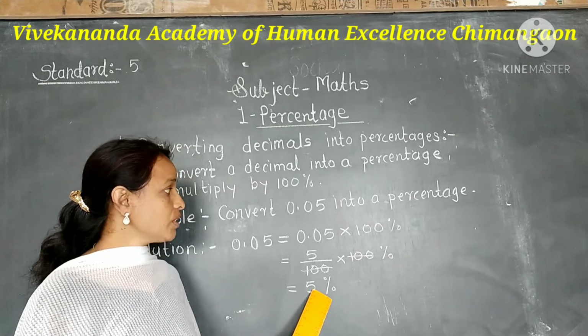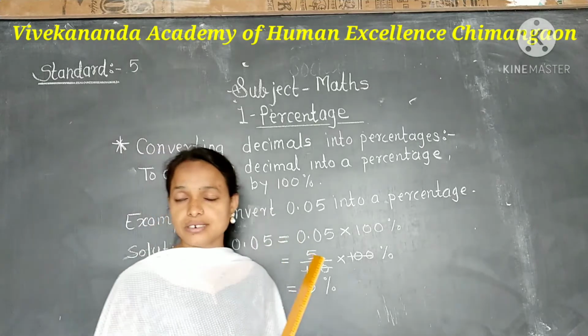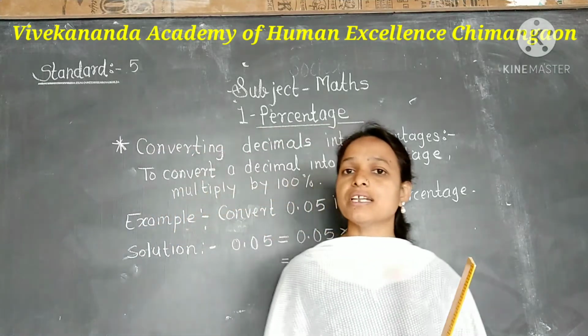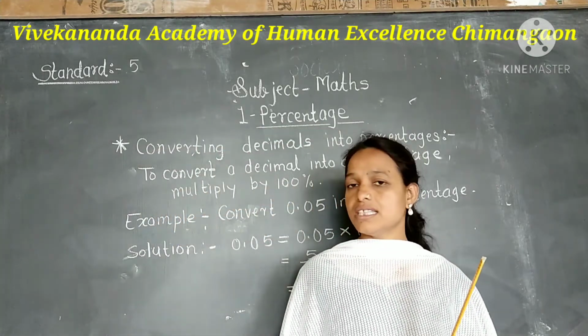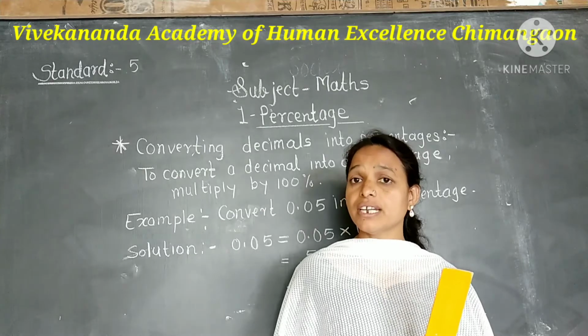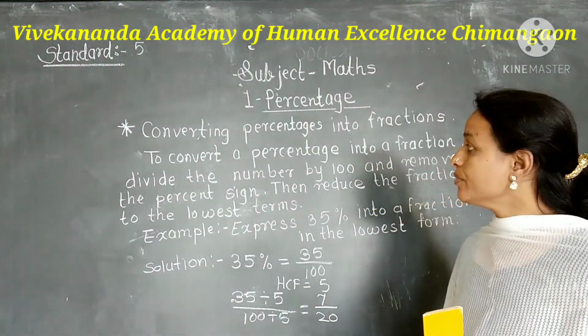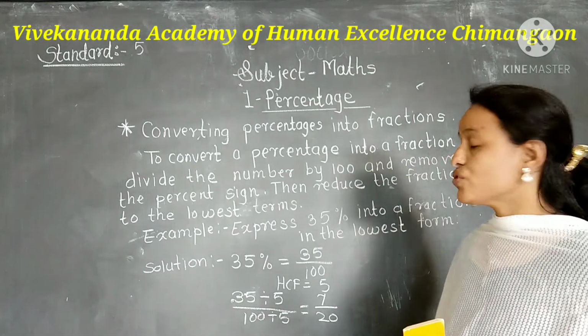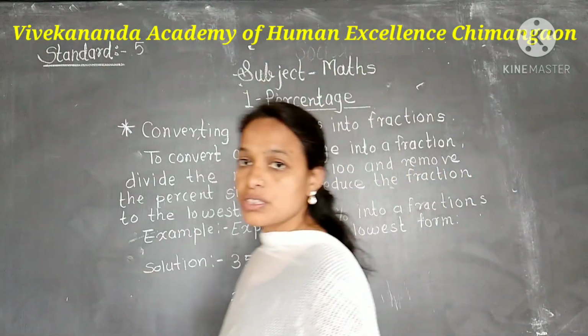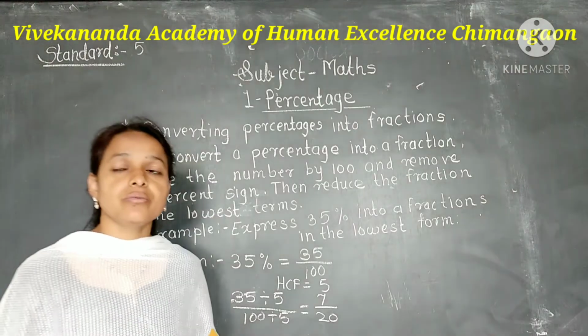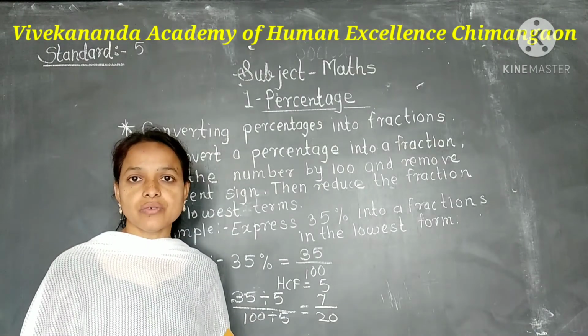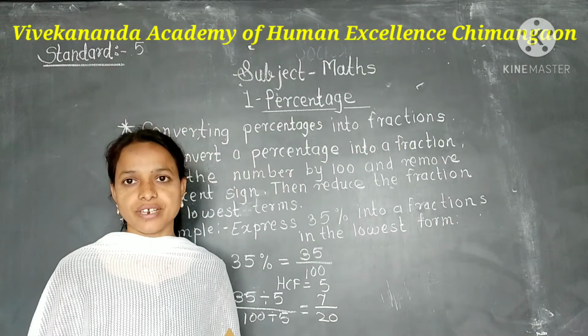So see friend, how we convert? To convert decimal into percentage, we multiply by 100%. In this way, here we converted decimal into percentage. Next one, converting percentage into fractions. So here we will learn how to convert percentage into fraction.